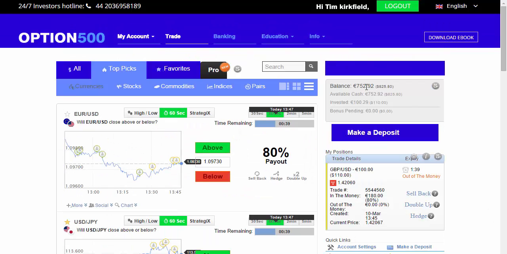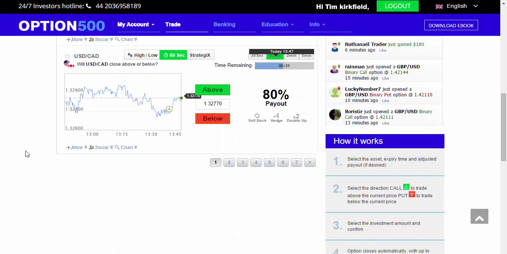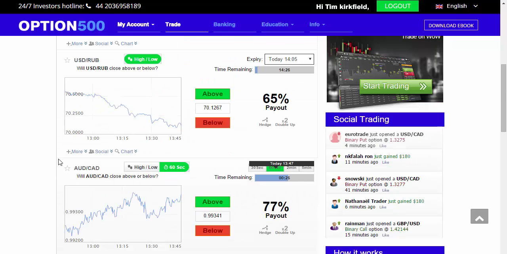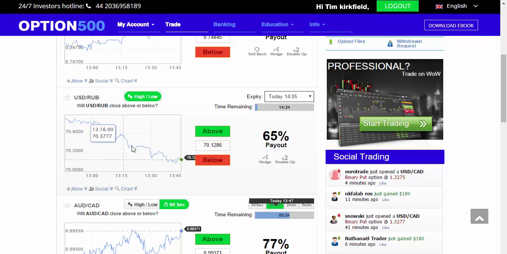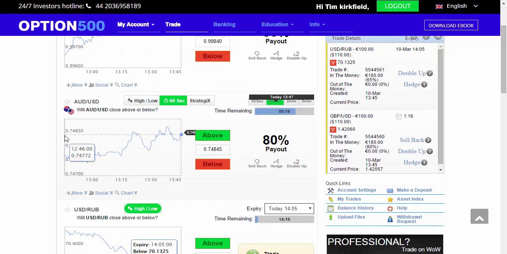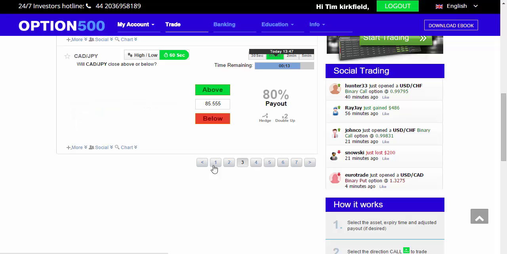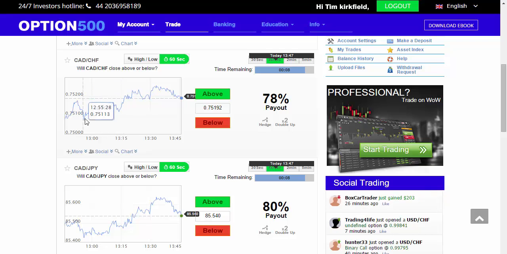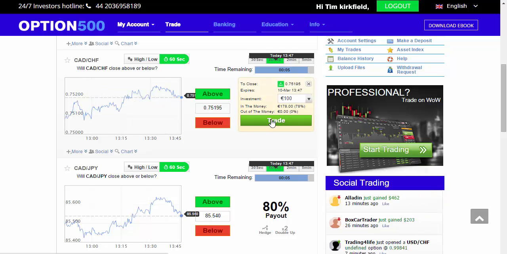Here you can see my balance went down by 100 euros. Don't be scared, it's because it is being invested. I'm going to make 2 more trades this way, and then I'm going to show you the result for all trades. So here, US dollar against the Russian ruble, nothing I can see clearly, therefore I skip these graphs. Here we have the Canadian against the Swiss franc. We see it goes upward, therefore I click above and trade, risking 100 euros.